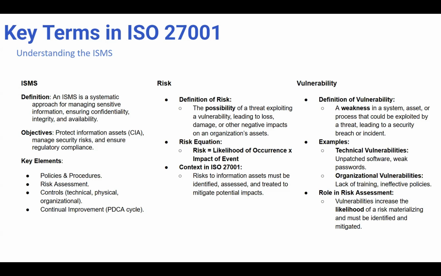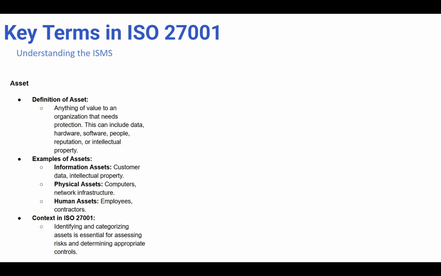We've also talked about vulnerabilities, every weakness in the environment that could lead to a security incident. We could have technical vulnerabilities like unpatched software. We could have organizational vulnerabilities, some lack of training, ineffective policies, and vulnerabilities, just to say, increase the likelihood of the risk materializing.